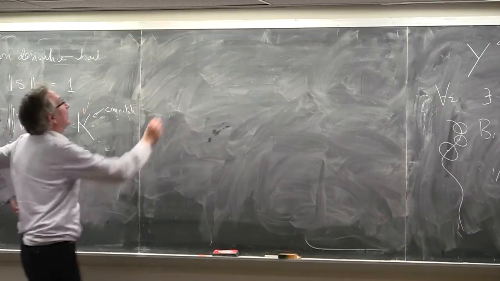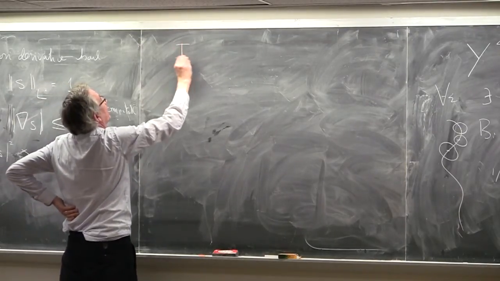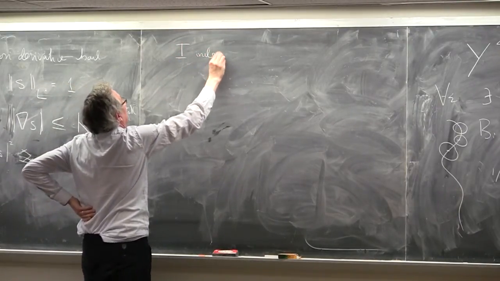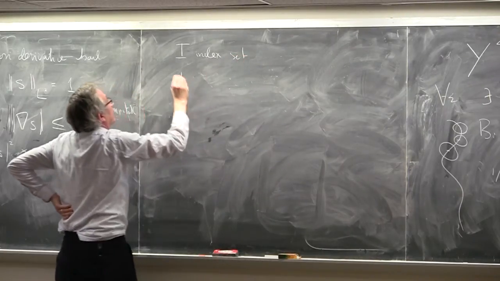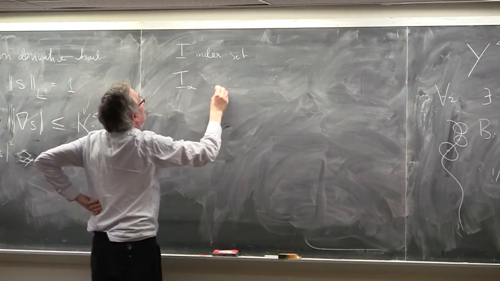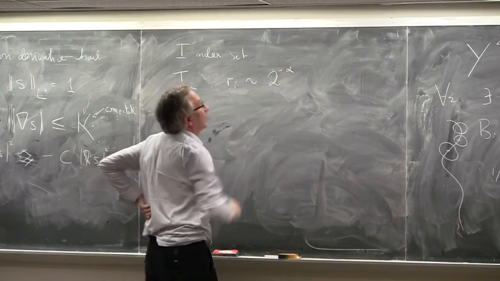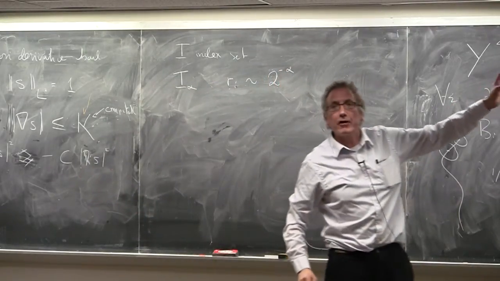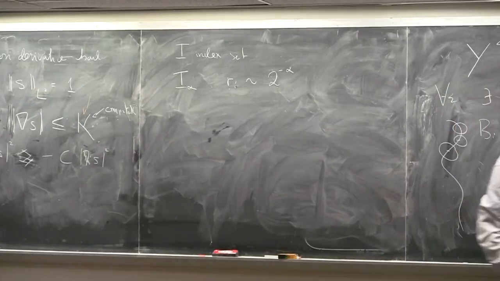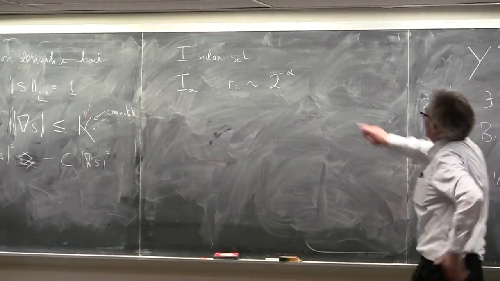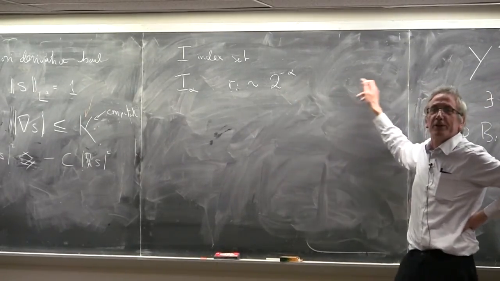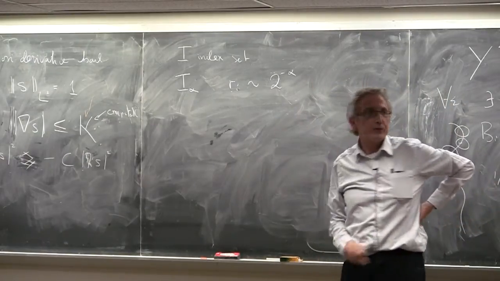Which is to say, let I be the index set. Let I_alpha be the set where r_i is approximately 2 to the minus alpha. So we can imagine that the largest r_i is 1, just by this analogy. So I mean between 2 to the minus alpha and 2 to the minus alpha plus 1, roughly, or something like that.